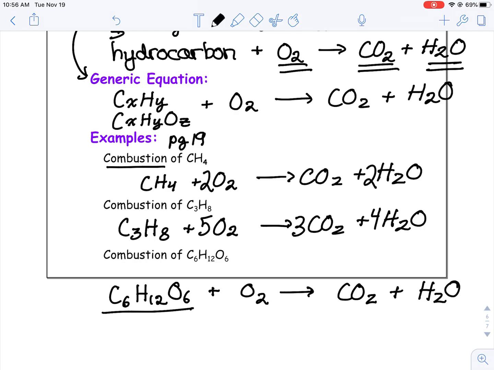Okay. So I have 6 carbon on the left. I need 6 carbon on the right. I have 12 hydrogen on the left. I need to put a 6 here, so I have 12 hydrogen on the right. Total on this side, you now have 18 oxygens, but over here I've got oxygen in 2 places. So I already have 6, so 18 minus 6 gives you 12, which means this needs a coefficient of 6 also. So those are the 5 types of reactions that you're going to have to know.